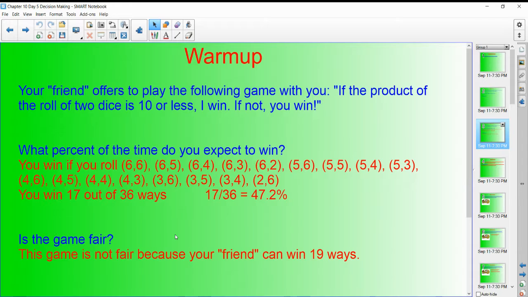So this is not fair. Okay, so this is not a game where I would play it and be happy because someone would win more than I would. If it was 18 and 18, then it would be fair. 18 chances for me to win, 18 chances for my friend, but this game, not fair.